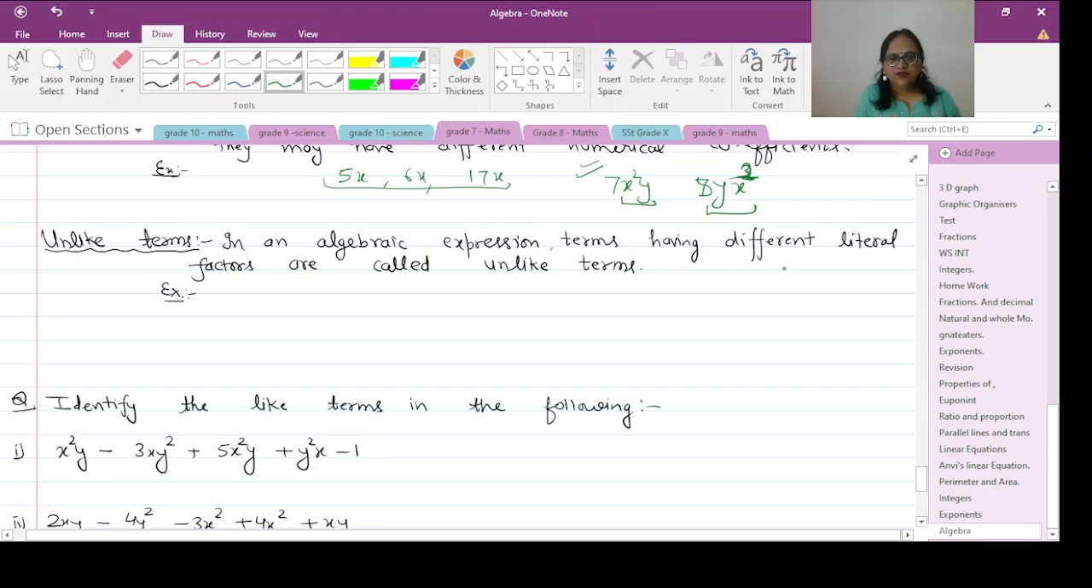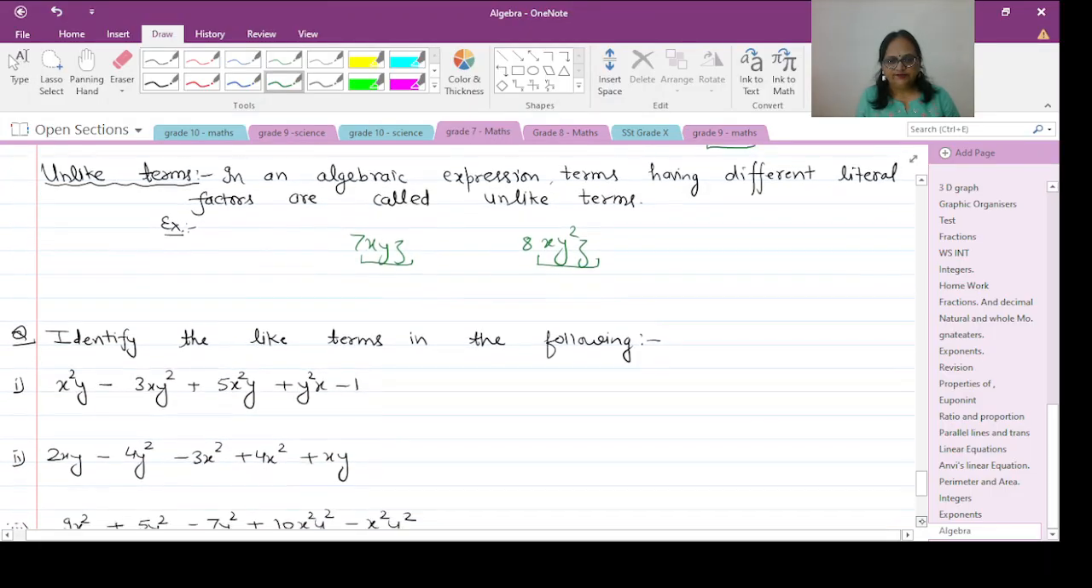Unlike terms, if literal part is not same, for example 7xyz, 8xy square z, variable part is not same. X to the power 1, x to the power 1, y to the power 1, but here y to the power 2 is there. So it is not a like term, it is an unlike term.